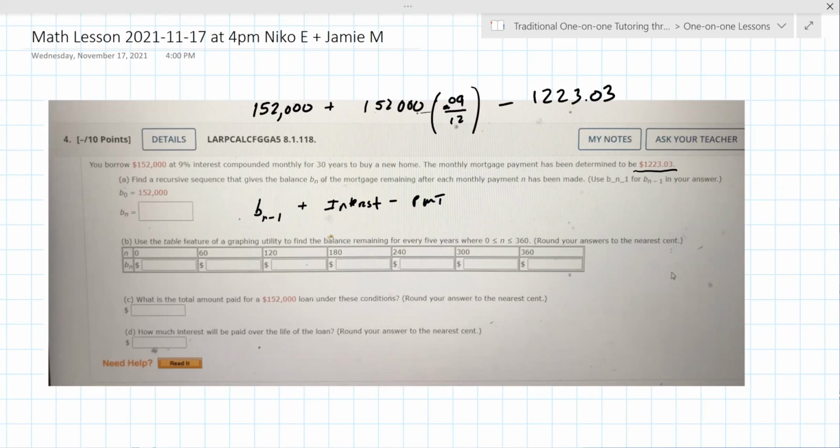The thing is, these two numbers are the same each time. So in some ways you could go a little bit simpler, say Bn minus 1 plus 0.09 divided by 12, minus 1,223.03. If you're willing to check that, I would appreciate it, because I don't want to move on to the next one until we got that down. Quick. And if it's wrong, I'll check an outside resource to figure out what they actually want.